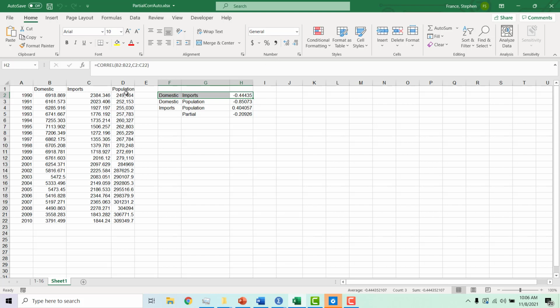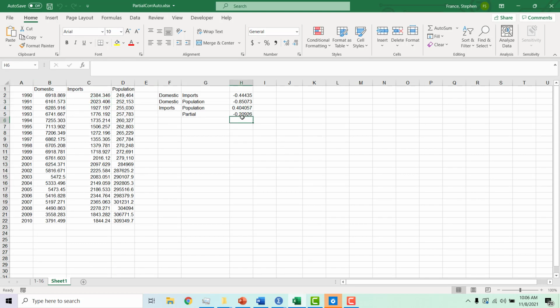But this relationship is almost moderated by the population of the US, because the cars are increasing over time, and this is almost affected by the population. So it might not be a strong variable. This is just an example of a third variable that could affect the relationship between domestic and imports.